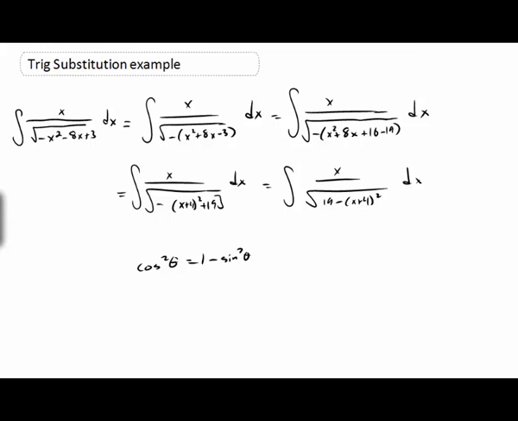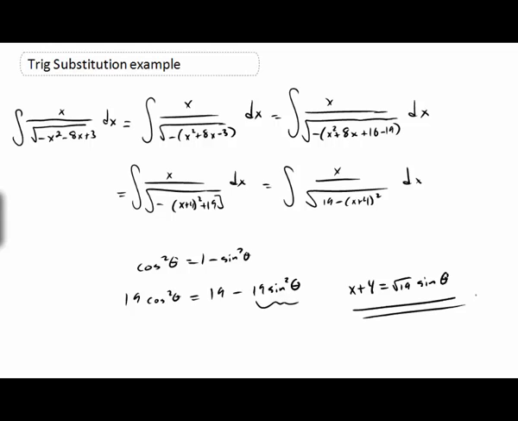One problem is that I don't have 1 minus something squared, I have 19. So I'm going to take my identity here and just multiply through by 19. And so now I just need to turn this into something squared. So I'm going to take x plus 4 equal to the square root of 19 sine theta. That's going to be my substitution right here.